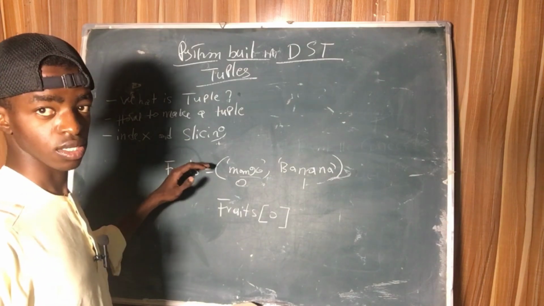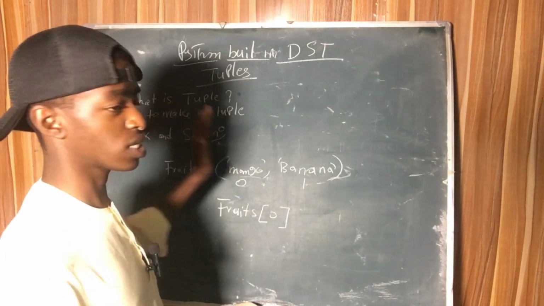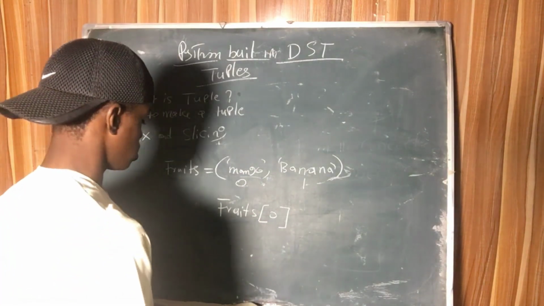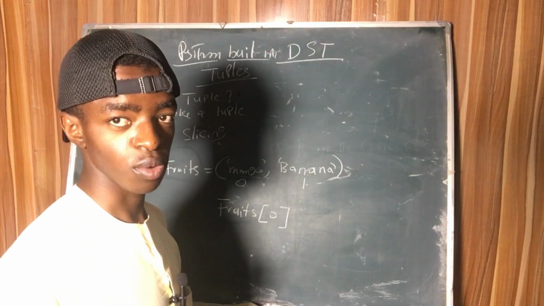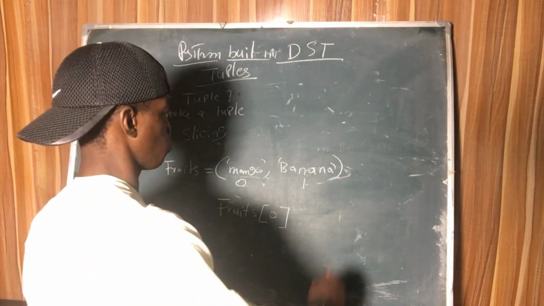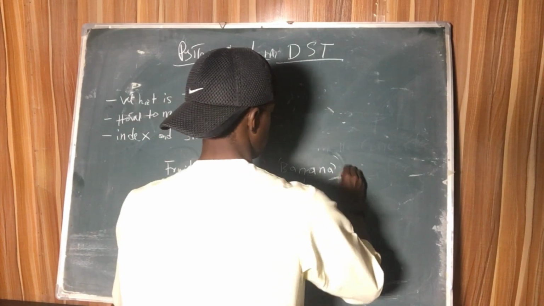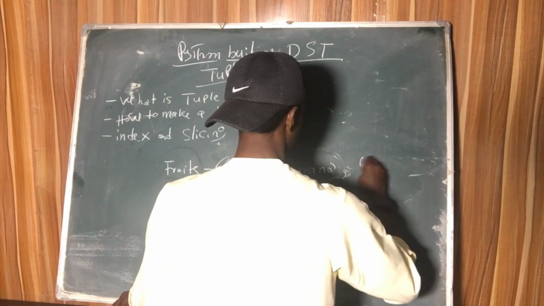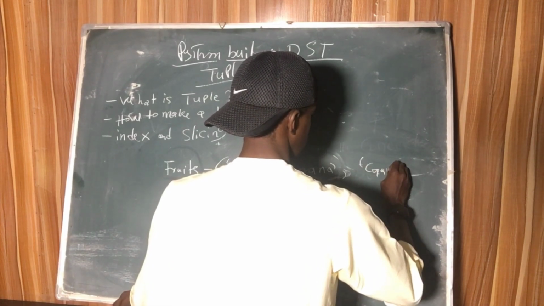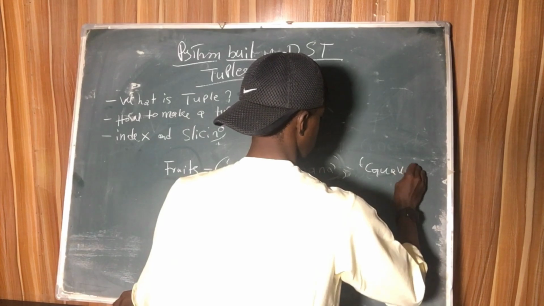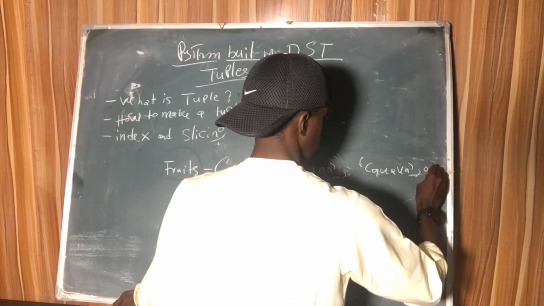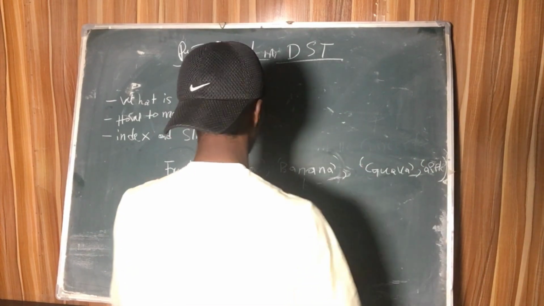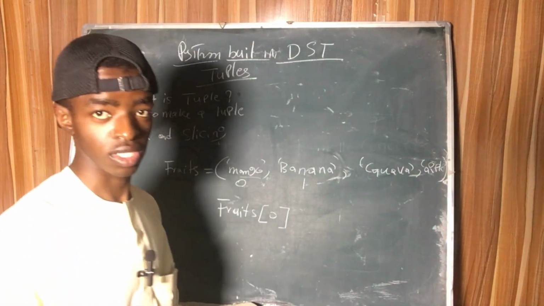Then what about slicing? Before you understand slicing, you have to understand indexing first. So we understand what indexing is. Slicing is just slicing some portion of your elements. Now I have only 2 elements, so for us to do slicing, I have to add others. Banana. So now I have 1, 2, 3, 4. I have 4 elements inside my tuple.